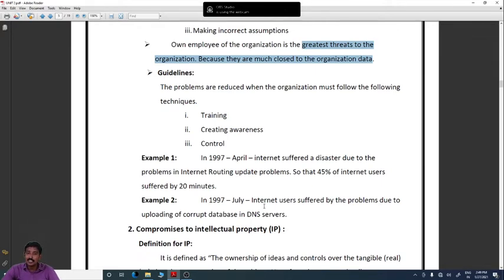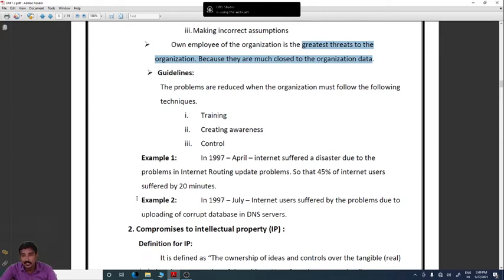The DNS is a major, important protocol for communication between client and server. Instead, they entered a corrupted database file into the DNS, so automatically the internet users suffered. So these are some small examples of the harm of human failure. These problems can be rectified by giving proper training, creating awareness, and having proper control.